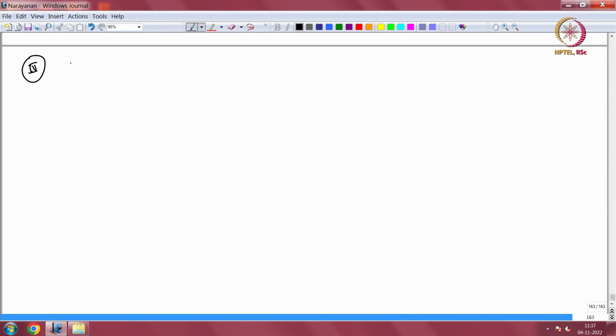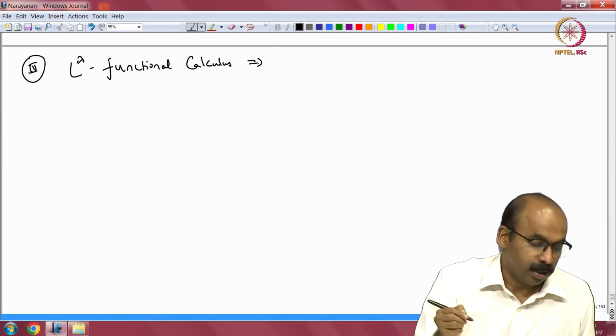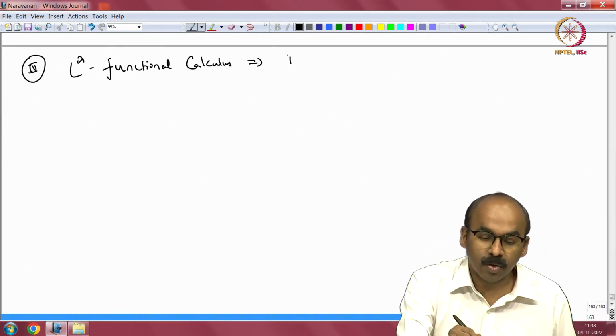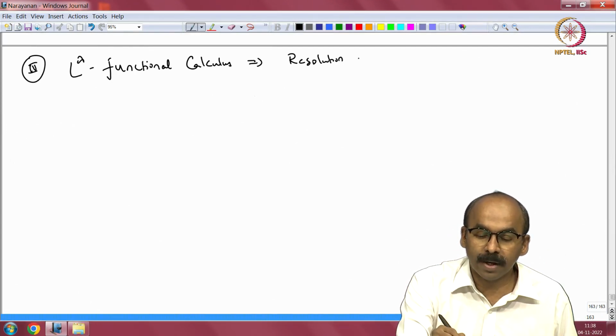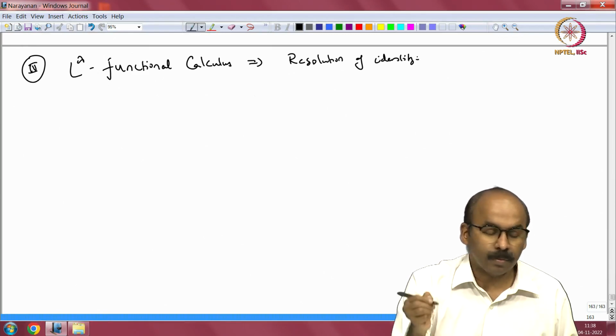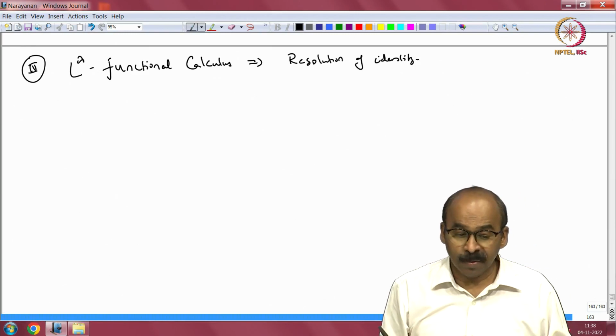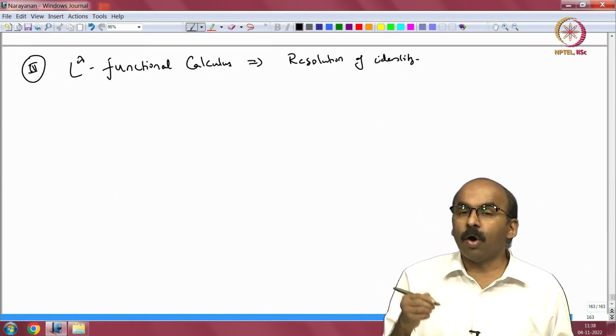L infinity functional calculus implies resolution of identity. So, we need to construct a resolution of identity for our operator. The L infinity functional calculus we already have.